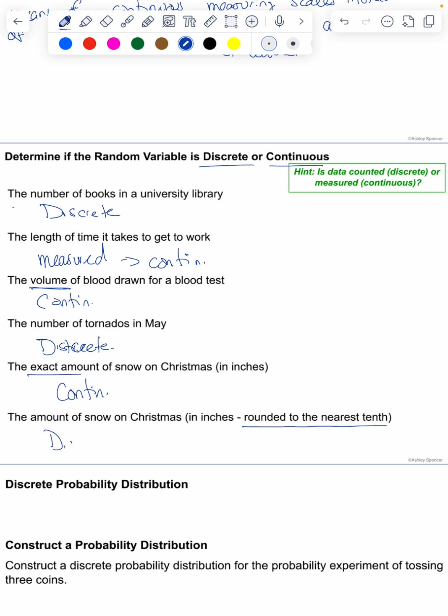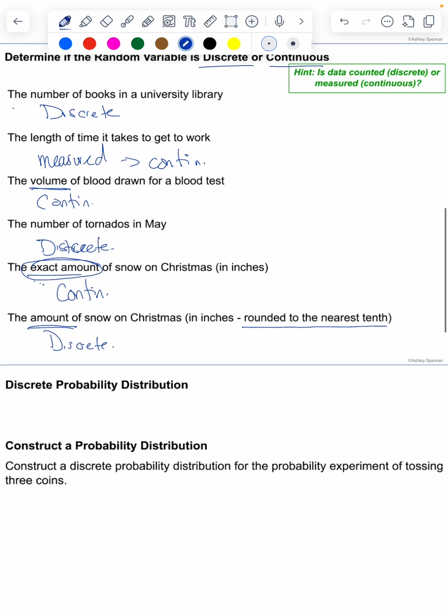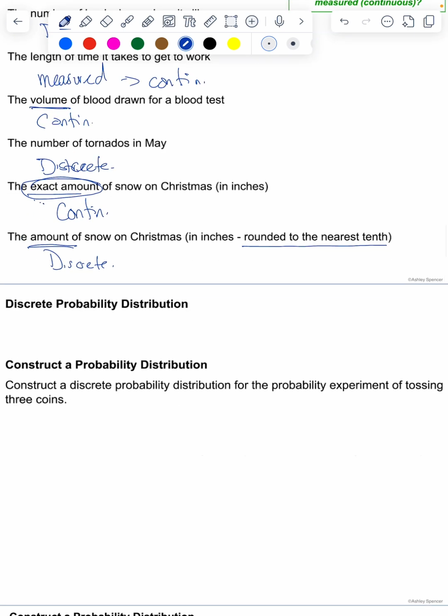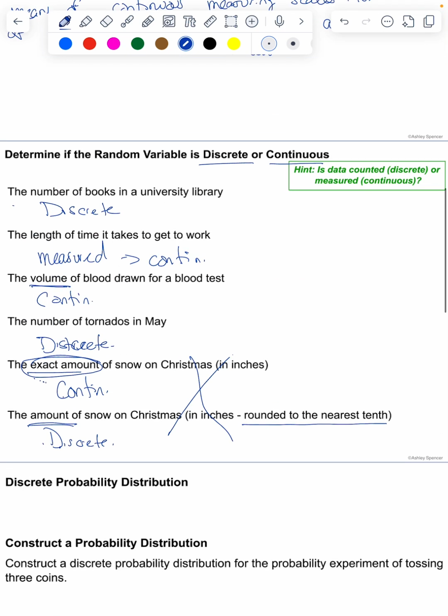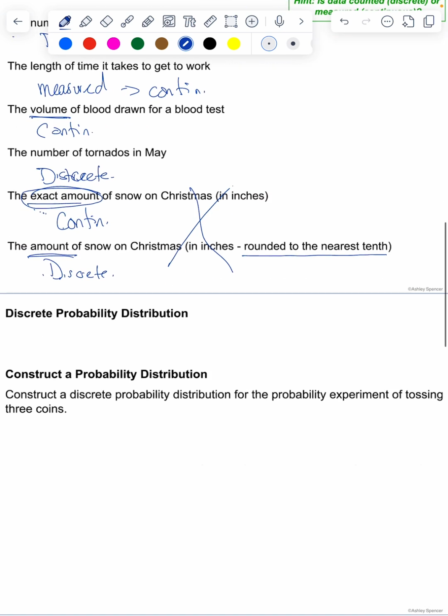This is actually discrete. You do have to measure it, but it is a finite value. Okay? So this is being the exact amount of snow. We have to measure it. This is what is the amount of snow rounded is going to be discrete. This is going to be the topic of questions. Honestly, our examples are not going to be this difficult. It's going to be a little bit more straightforward, like the first four.